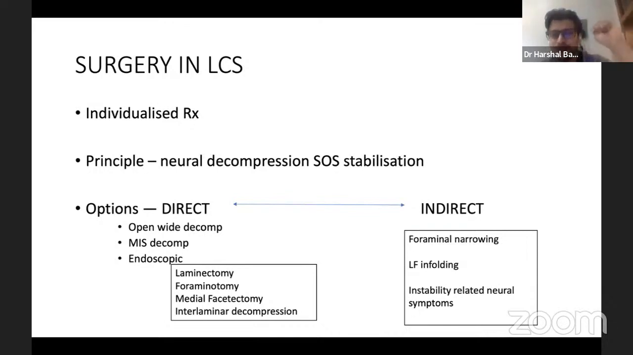The options of decompression are two: direct and indirect. Direct are usually open wide decompressions, MIS decompression, or endoscopic decompression. They involve laminectomy, foraminotomy, medial facetectomy, or interlaminar decompressions. And indirect are typically proposed when there's foraminal narrowing, ligamentum flavum infolding, and instability-related neural symptoms. We'll have a discussion on that also.